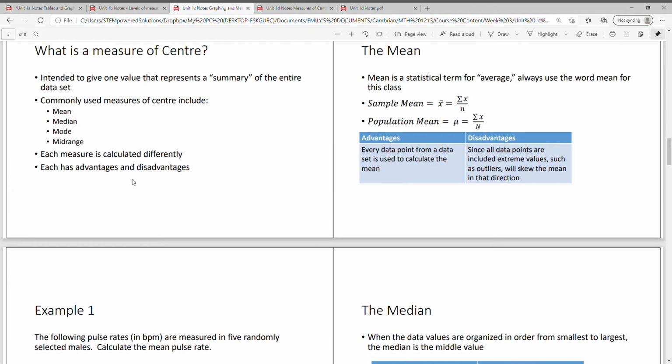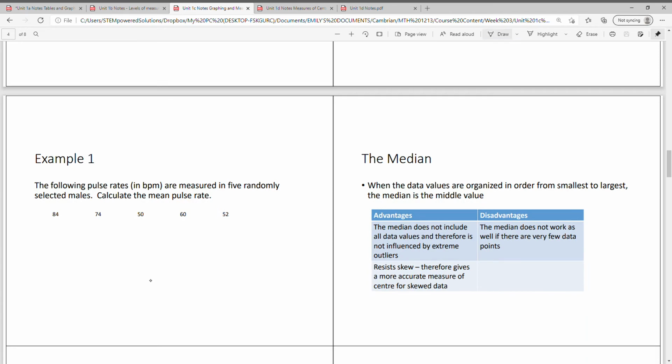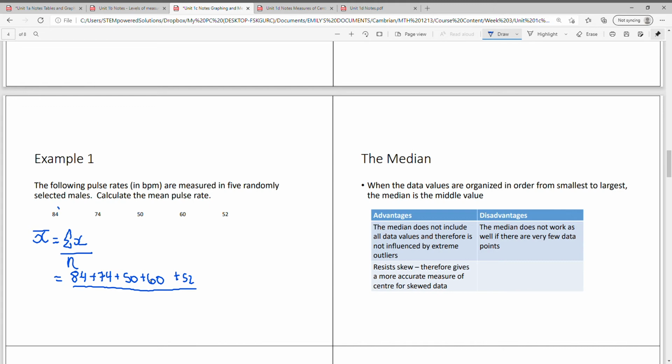So first we're going to start with our sample mean equation, which is x bar equals the sum of all x's divided by the number of x's. So here we're going to sum up 84 plus 74 plus 50 plus 60 plus 52 and then divide by the number of pulse rates. So here we have 1, 2, 3, 4, 5 pulse rates. So we'll divide by 5.